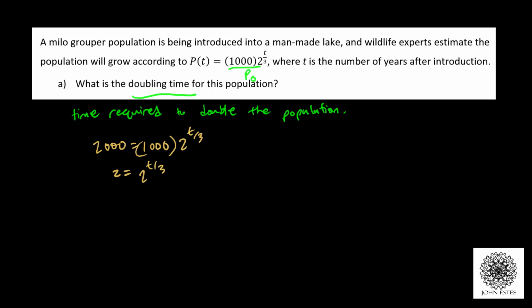Now this is an exponential equation we can solve because we have a common base. I could write this as 2 to the first power equals 2 to the t over 3 power, which means that since I've equated the bases, all I need to worry about is the exponents. That means that 1 equals t over 3, or in other words, t is 3. And remember, this is measured in years, so t equals 3 years. In 3 years, the Milo grouper population is going to go from 1,000 to 2,000. I hope you can see how exponential growth really goes fast. All right, let's look at another one.